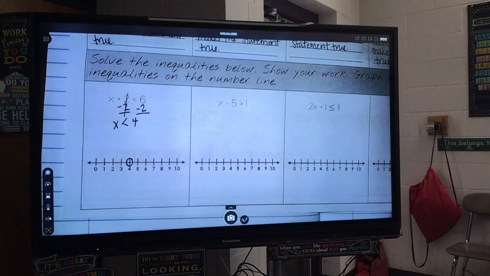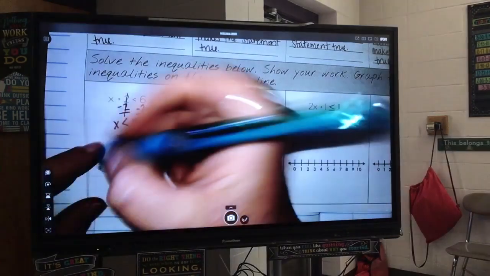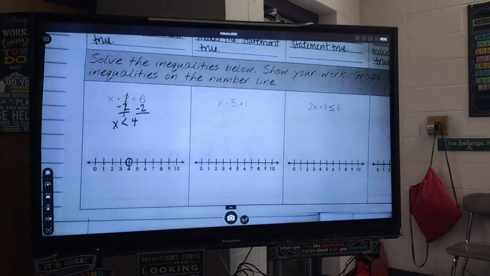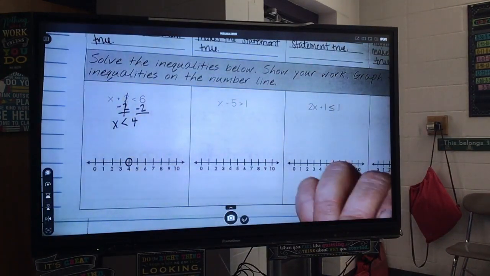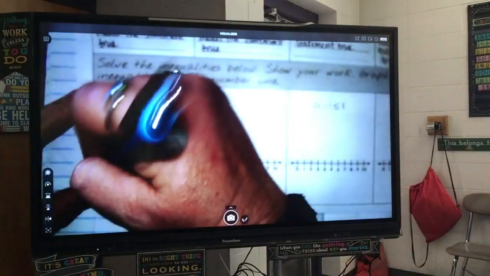And that's honestly the thought process that you need to have when you're doing inequalities. And then which direction is the arrow going to go? Mason? To the left. It's going to go to the left.